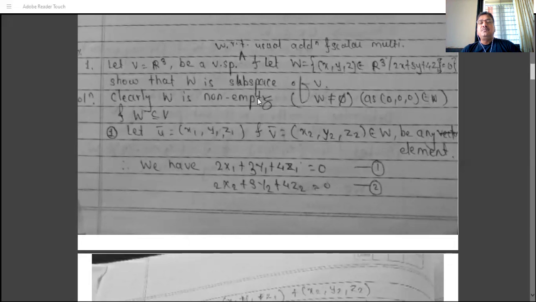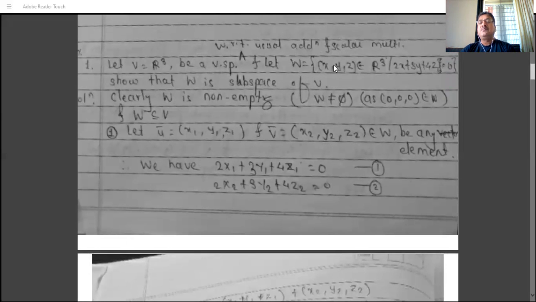So there is no need to prove that W is non-empty. Directly we can write that W is non-empty and W is a subset of V. This is the first condition: W becomes a subspace of V if W is a non-empty subset of V, satisfying the two conditions A and B. So now W is non-empty and W is a subset of V.